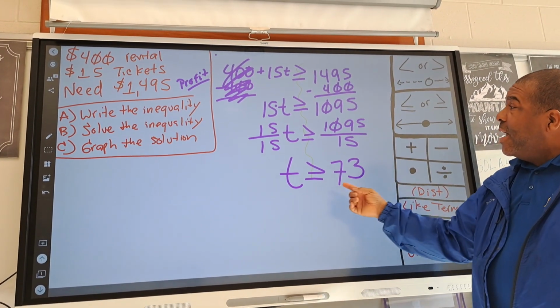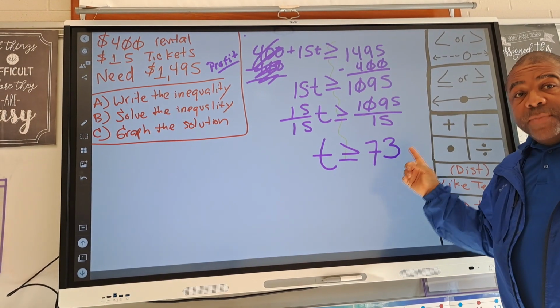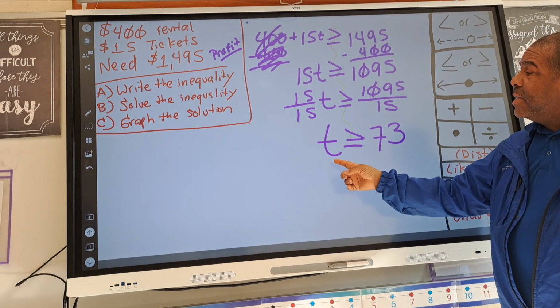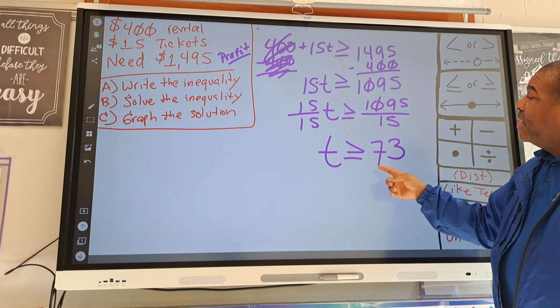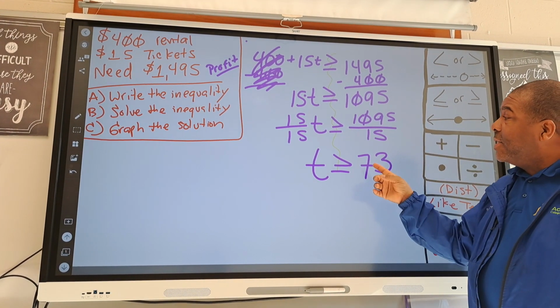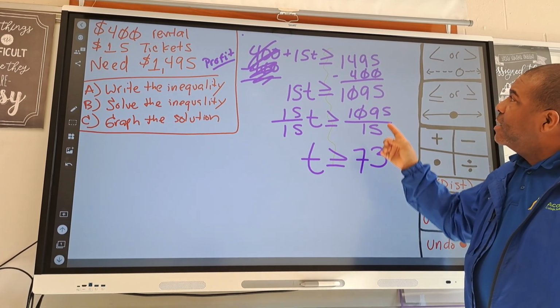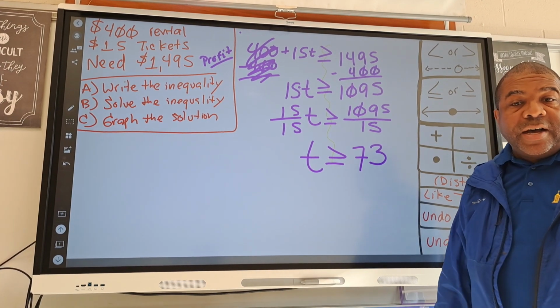All right, so 1,095 divided by 15 is 73, which means we need to sell at least 73 tickets. We can sell more, but we need to sell at least 73 tickets to make our profit of 1,495.